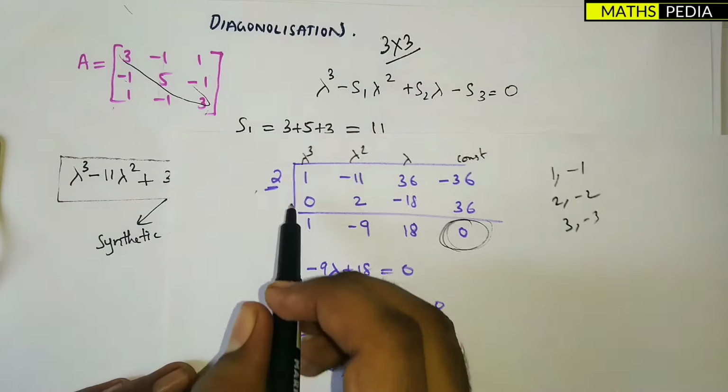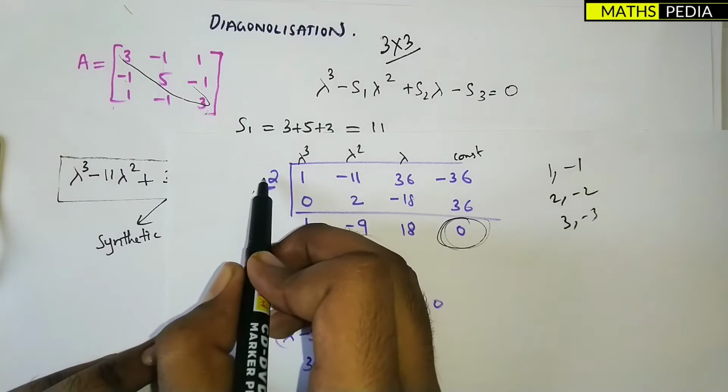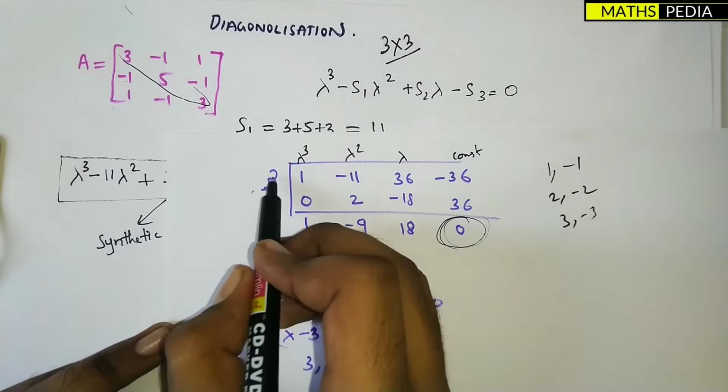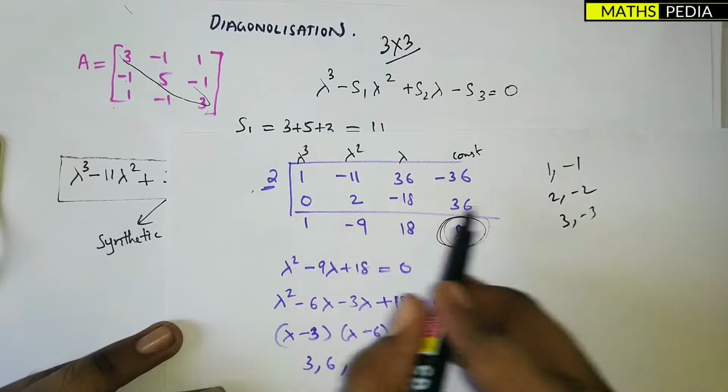Now I'll just tell you. I have checked already. So basically when you put 1 here and try, I'll show you how to do the synthetic division. I have chosen 2 here. You can choose 1 or minus 1 also.